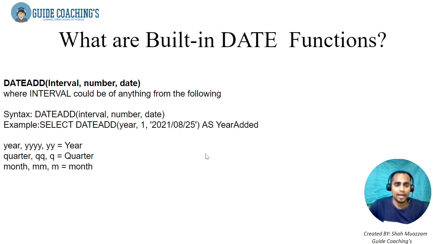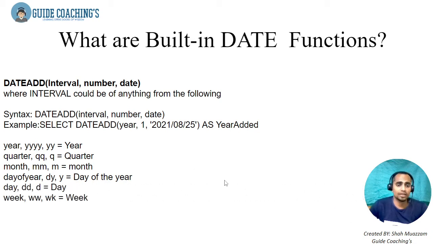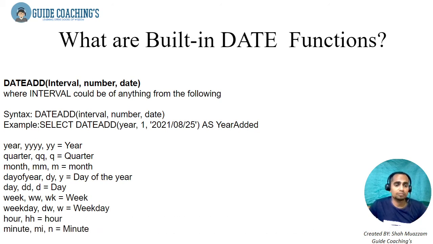Then if we keep month, 1 month, it will be increased by 1 month. Similarly, if we do it for day of the year, it will work as a day, and we can also add a day there. Then we can also add a week. We can add 1 week to the date. We can add a weekday. We can add the hour. We can add the minutes, and we can add the seconds as well into the date. That is how the overall hierarchy of the dateadd function is.